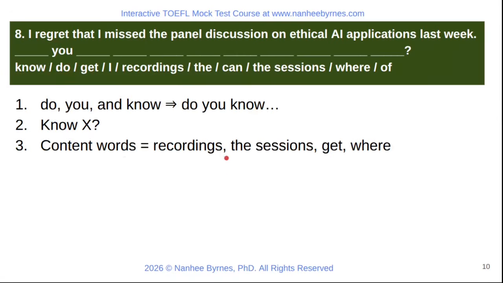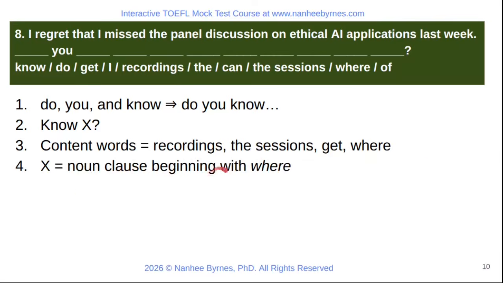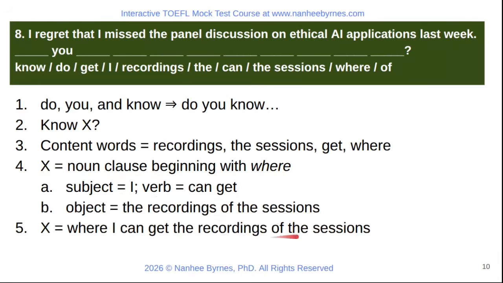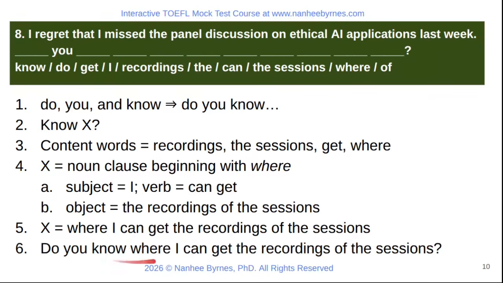To answer quickly, check the content words and think about what is being asked. The content words are recordings, the sessions, get, where. These tell us the core idea. The person wants to know where they can get the recordings of the sessions. So the main structure of the sentence is, do you know where I can get the recordings of the sessions?